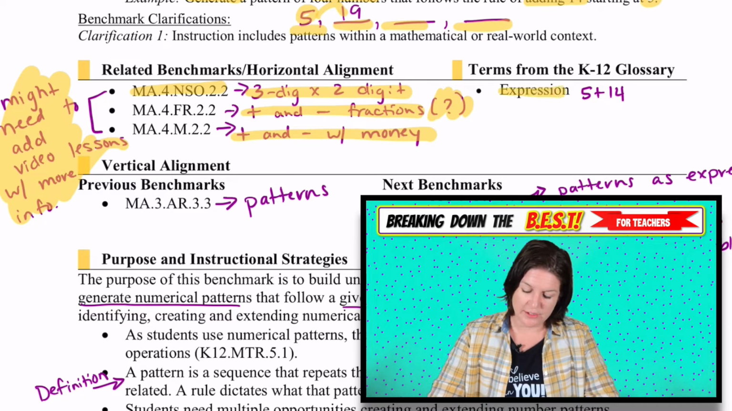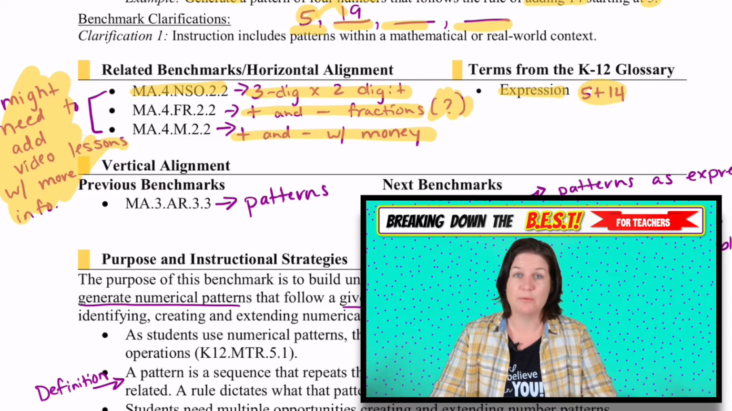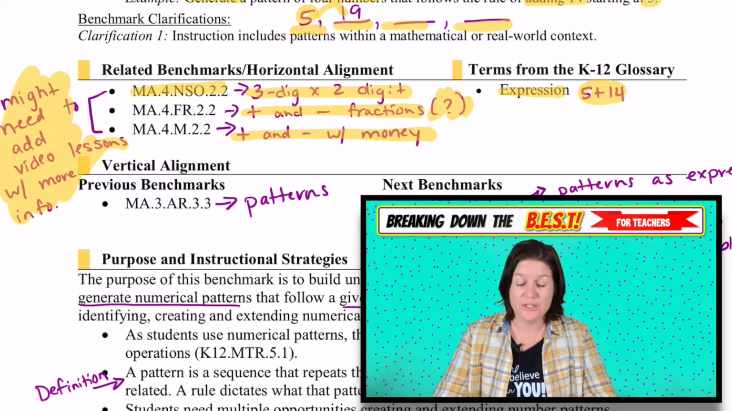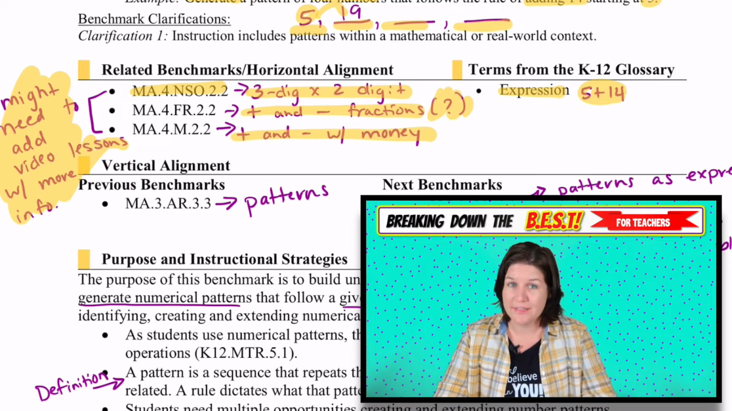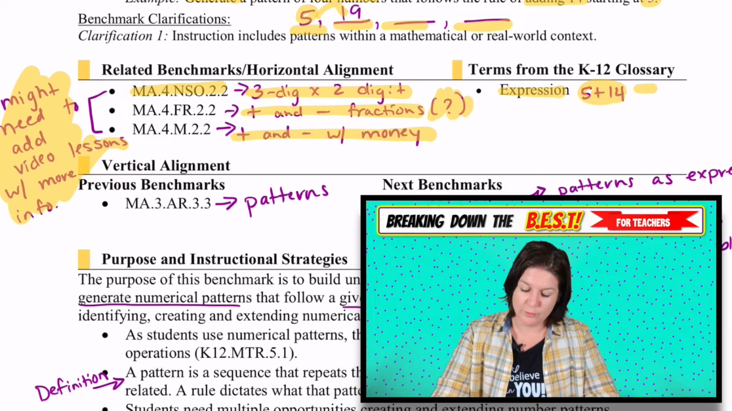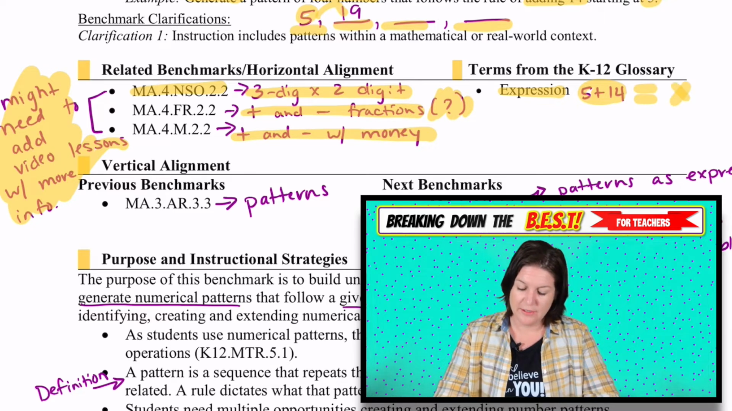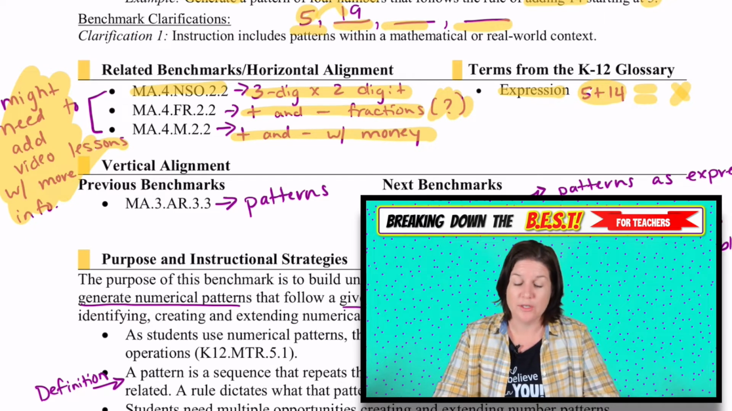An expression is when we have numbers and an operation. Numbers and operations, we're not focusing on that equal sign. So 5 plus 14, that is an expression. If we put an equal sign right there, that would then transform it into an equation.